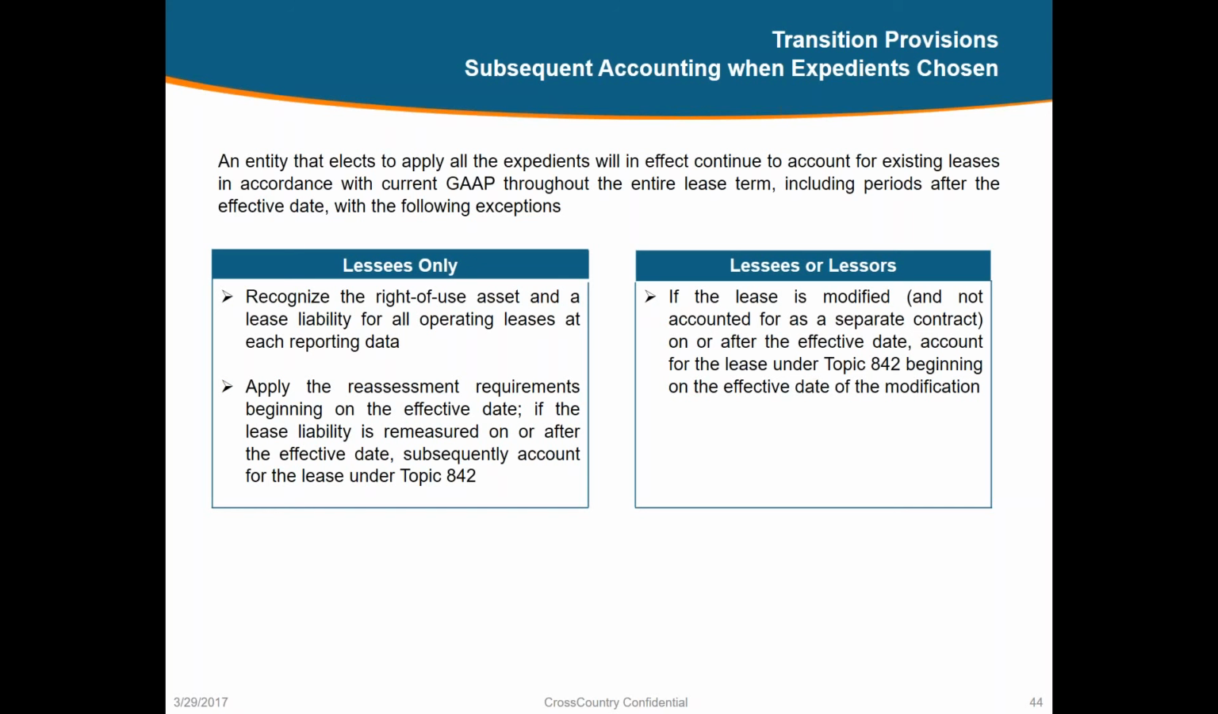after the effective date, lessees apply the reassessment criteria, and if there is a remeasurement, the lease is subsequently accounted for under topic 842. In addition, on or after the effective date, if the lease is modified and not accounted for as a new contract, the lease will be accounted for under topic 842.